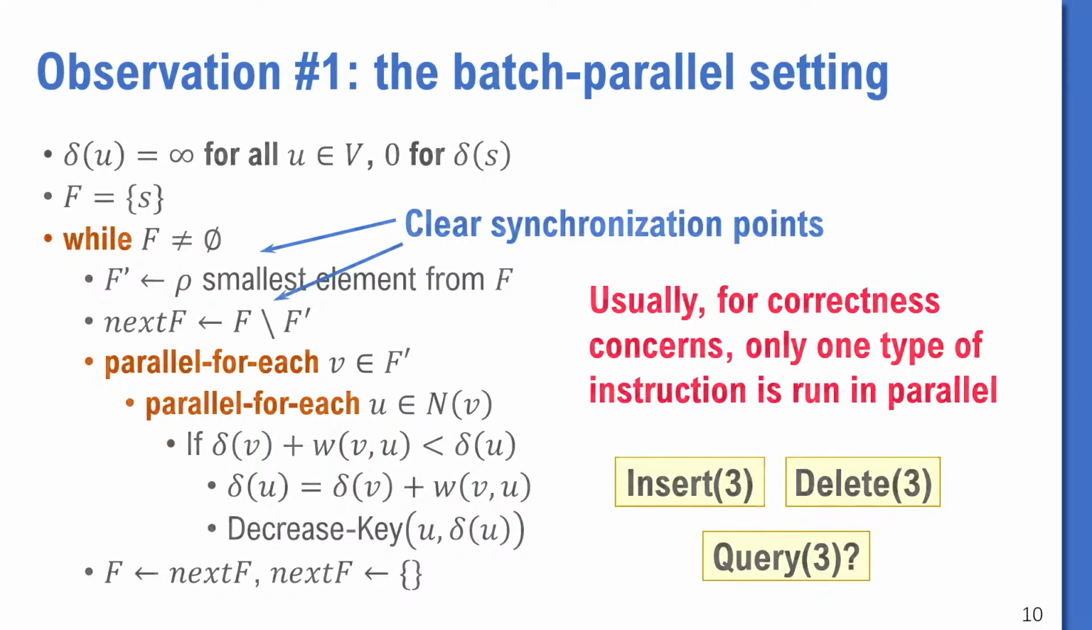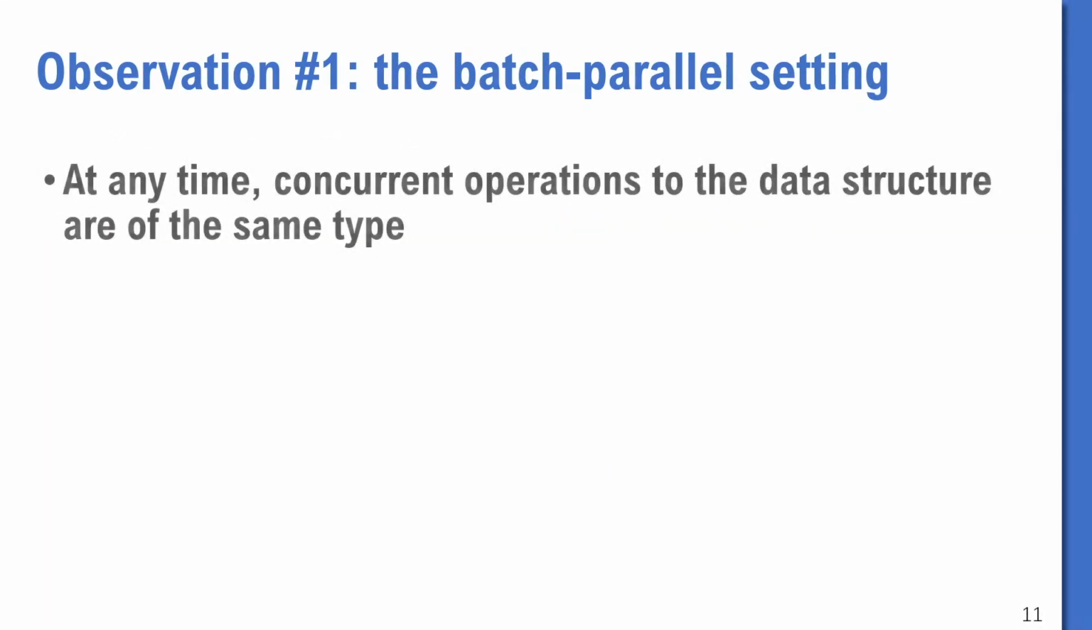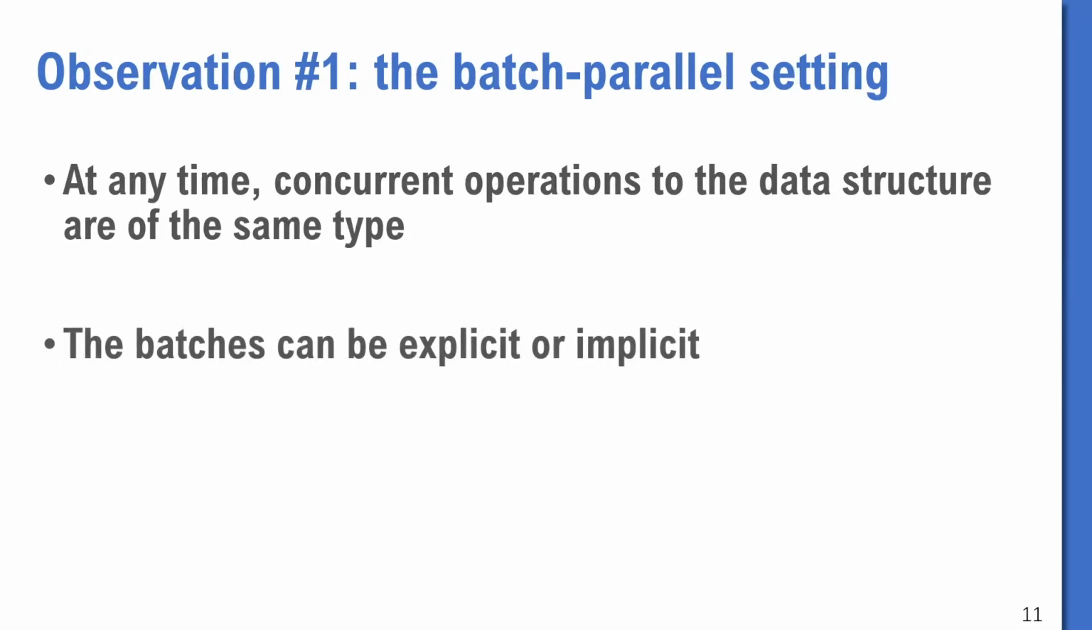That is, you have these synchronization points, and at any time the concurrent operations applied to the data structure are of the same type. Okay, this is mostly for the semantics. So you know what the data structure will be after the updates, and when you do the queries, you know what you're going to get. And then the batches can be explicit or implicit, but you cannot have insertions and deletions all together in most of the parallel algorithms.